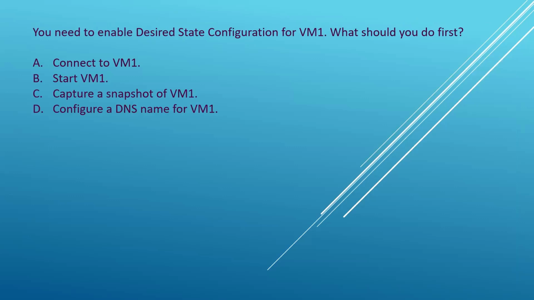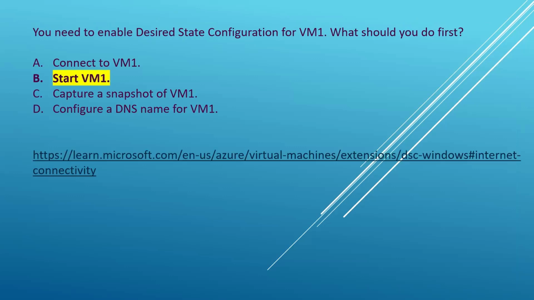You need to enable desired state configuration for VM1. What should you do first? Connect to VM1, start VM1, capture a snapshot of VM1, configure a DNS name for VM1. And friends, you will have to start VM1 first. You could see that the status was stopped deallocated, and if you need to enable desired state configuration on any VM, it should be powered on. Now on your screen is a link. If you would like to understand more about desired state configuration, go to this link and read about it.